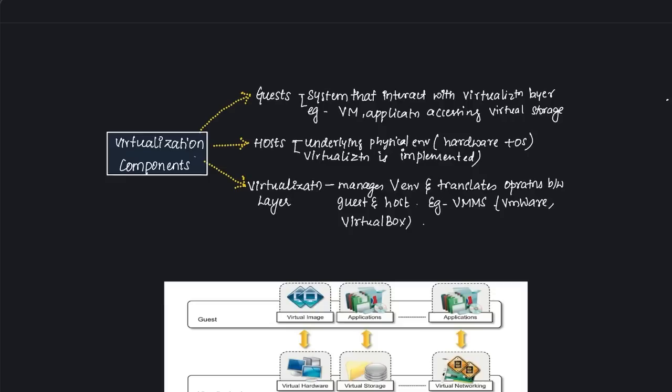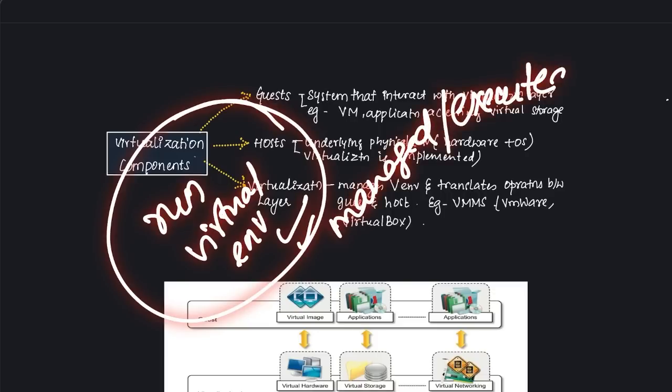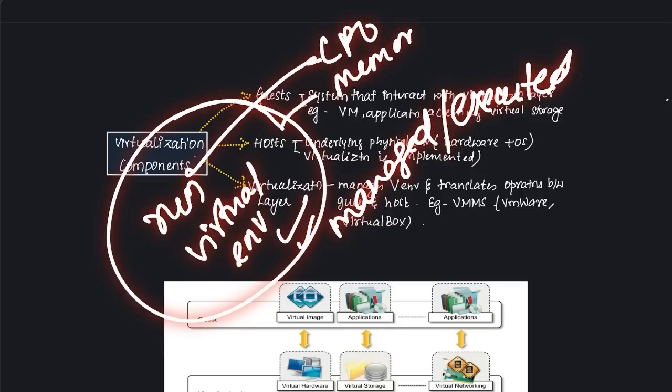So host is like the underlying physical environment, that is hardware plus OS combination. It could be the physical system or it could be the hardware that runs the virtualization layer. Host is the physical environment, okay, in which we can run our virtual environments. So these environments could be managed and they could be executed in host. Host will have the real physical resources like CPU, memory, it will provide networking and all of that.